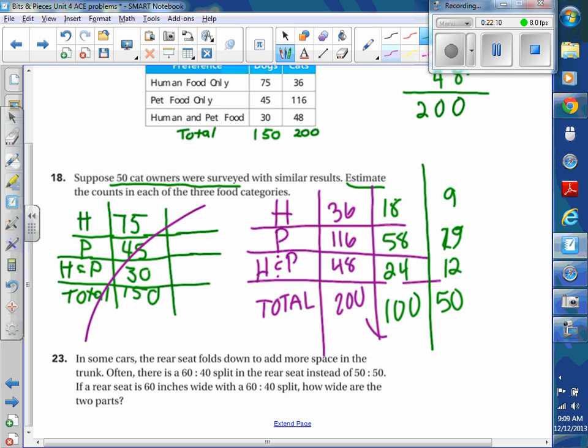So 9 people have cats that mostly eat human food, like leftovers, right? 29 people just feed their cats pet food. And then 12 people give them a combination. You guys get that? How many people give their pets a combination?